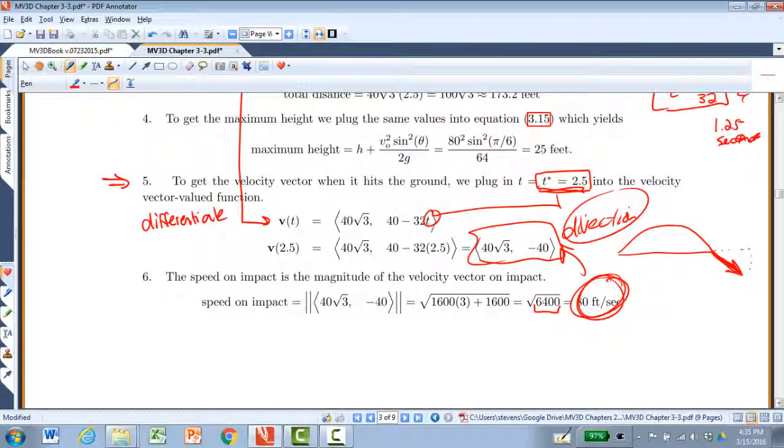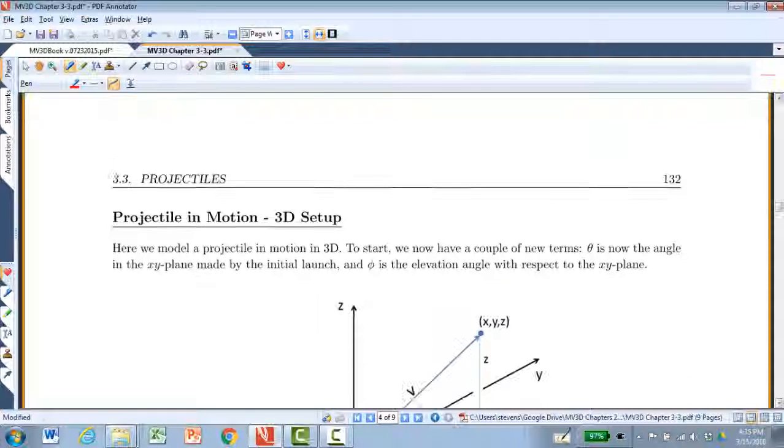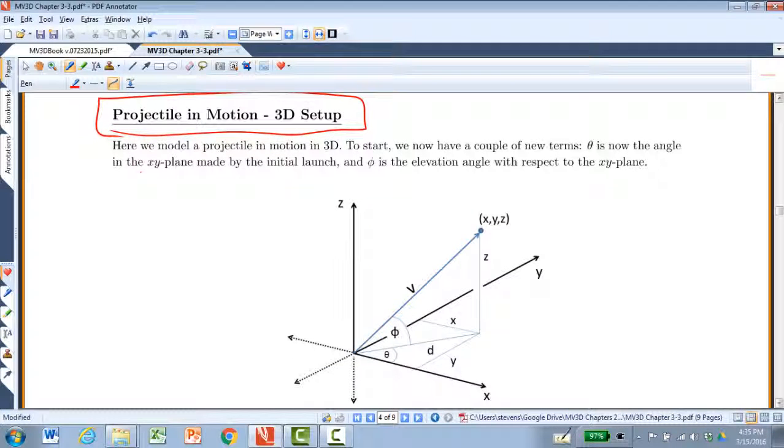We get all sorts of things: maximum height, distance, velocity on impact, speed on impact. So I think that's good for one video. The next video we're going to do is a projectile in 3D. It is surprisingly similar. Z is now the height. That's what Y used to be. And now the distance part is composed of an X and a Y. But we'll save that for a video from now. I think we've had enough.